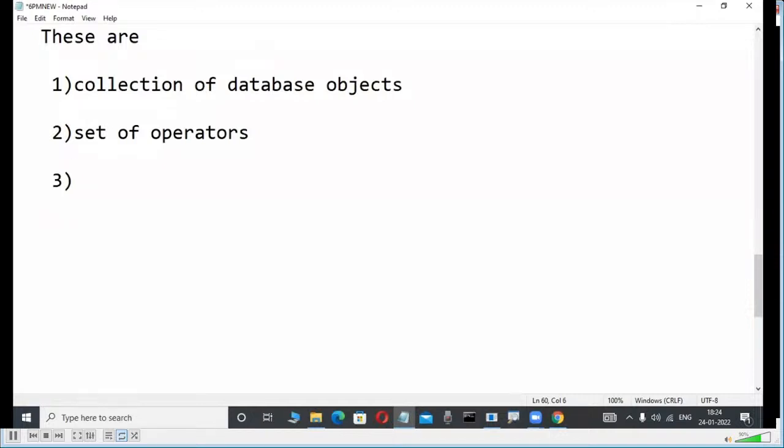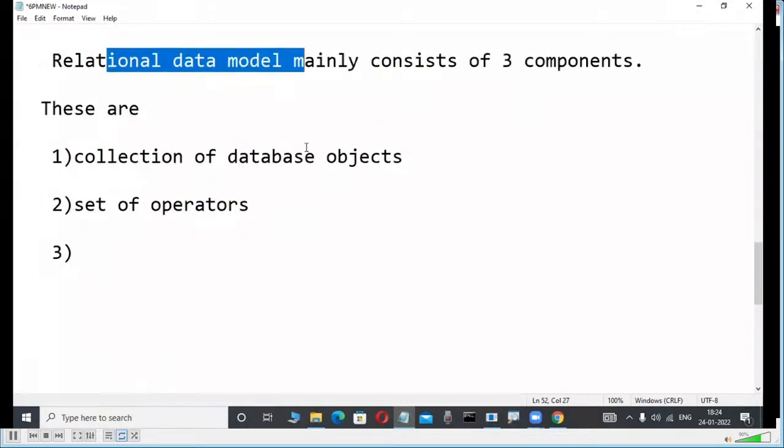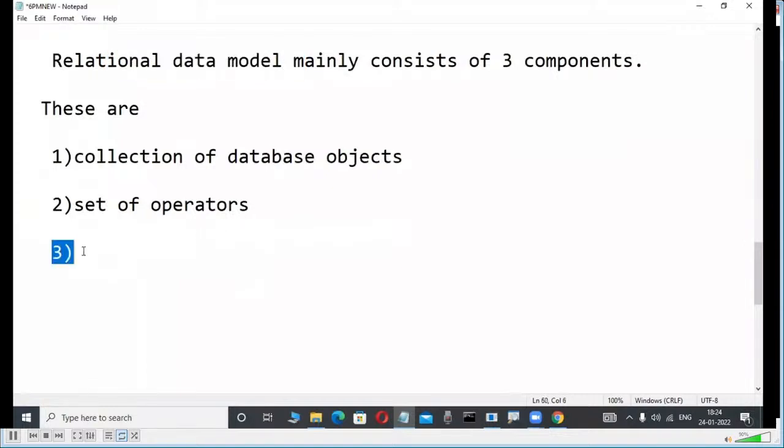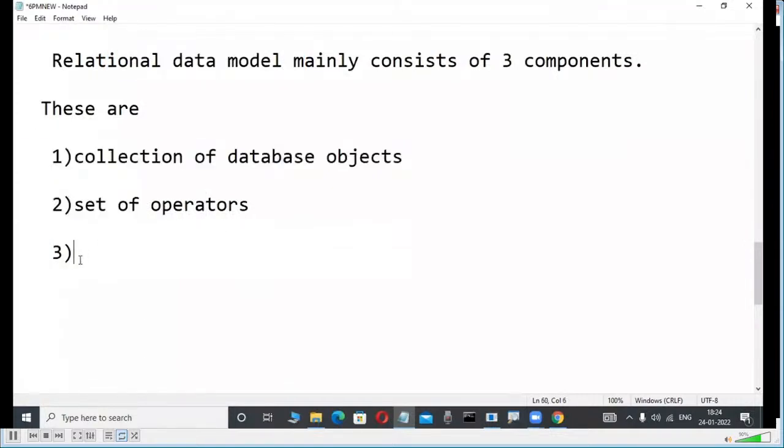Everyone knows the database objects. Even if you are a first-time newcomer, you have an idea of a table. Set of operators also, everyone understands: equal to, less than, something like that. But unfortunately, the third one is most powerful. This is a key concept. So many fellows don't know this. Actually, the difficulty learners or experienced people face in the relational data model, or on the interview side, is the third point. These two are easy. The third point is most powerful.